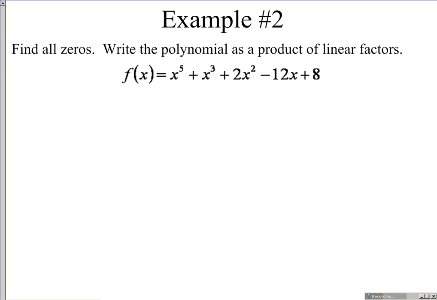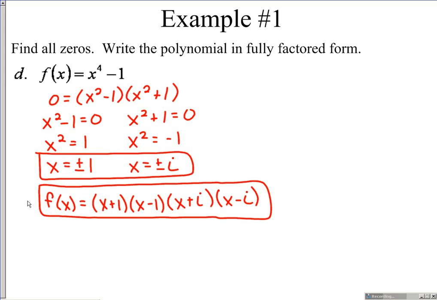Okay, last one here. Find all zeros, write the polynomial as a product of linear factors. Notice the difference in directions. This time it says write the polynomial as a product of linear factors. That's exactly what we've been doing back here.